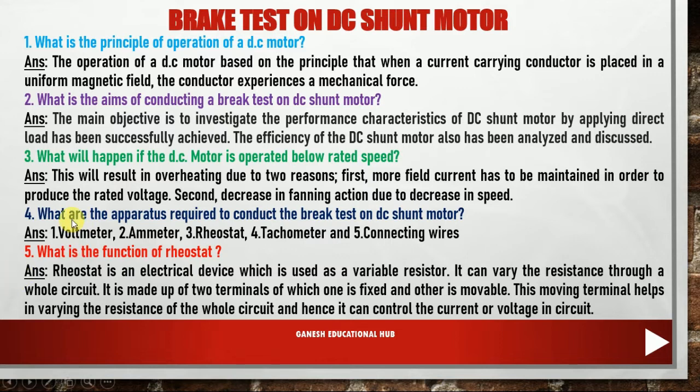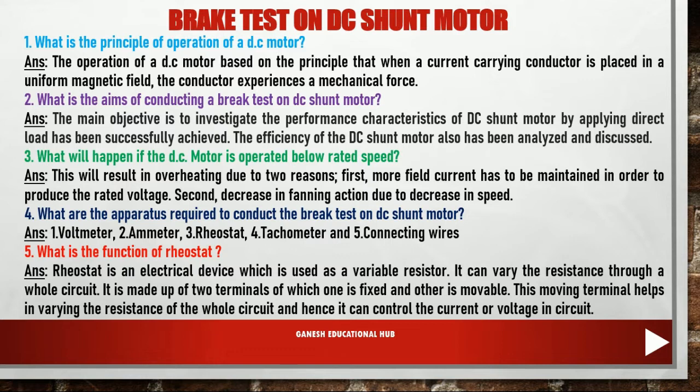Fourth question: what are the apparatus required to conduct the brake test on DC shunt motor? Here, the apparatus required are voltmeter, ammeter, rheostat, tachometer, and connecting wires. Here, the voltmeter is used to measure the voltage, the ammeter is used to measure the current, and the rheostat is used to vary the resistance in the whole circuit.